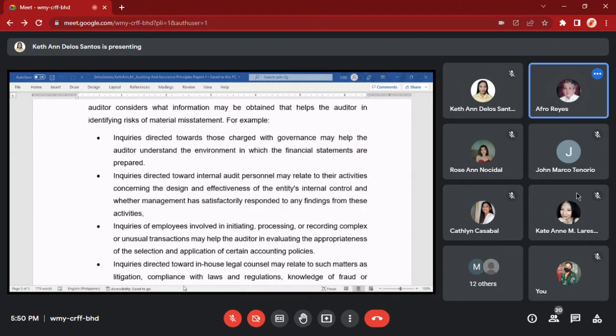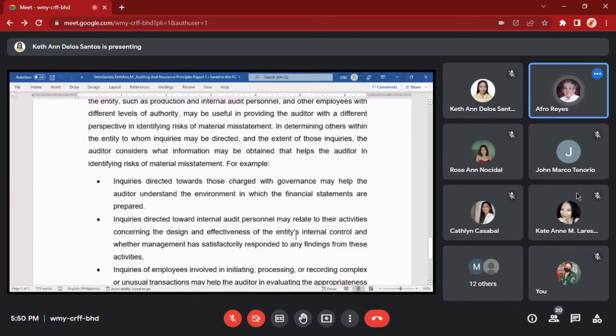Okay. Kit, may nabanggit kang governance, ano? Inquiries directed towards those charged with governance help the auditor understand the environment in which the financial statements are prepared. Matanong ko lang, Ken, sino ba talaga yung governance na yan? Sino yan? Who are those charged with governance?